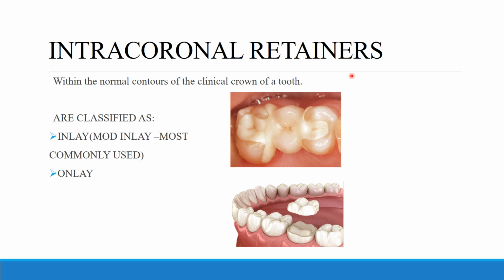Coming to intracoronal retainers now, guys. Intracoronal means within the normal contour of the clinical crown of a tooth. It can be classified as inlay and onlay retainers. Inlay is the most common one used. So this is an inlay. This is a crown being replaced. Onlay sits on top. This is very uncommon, guys.